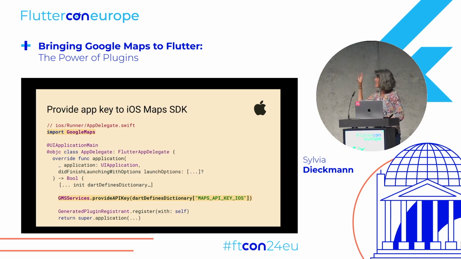This is your app delegate Swift file. So that's basically your entry point for an iOS project. And there you have to import Google Maps and then provide the API key to your GMS services. So again, you could have just pasted in the string, but I'll do it the proper way and use Dart-defines for this, with the plumbing that I skipped on the last slide.